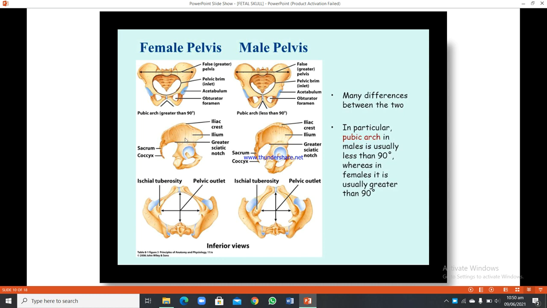Here again, if you see this side, sacrum and coccyx, iliac crest, the greater sciatic notch is broad, and here the greater sciatic notch is narrow. And if we see the outlet, that is the inferior view, ischial tuberosity, this is the pelvic outlet, and it is anteroposteriorly broad, and it is transverse, and here it is narrow in the male pelvis.